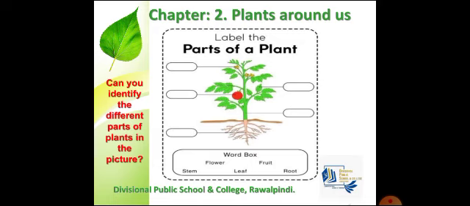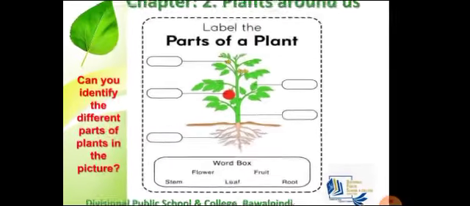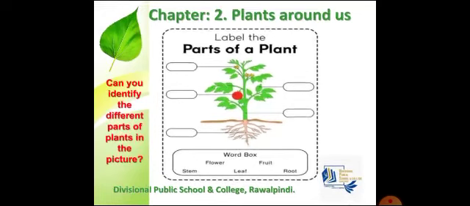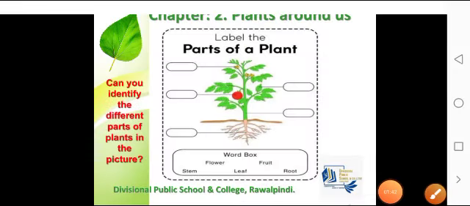I have made this worksheet for you. I will send it to you, as you can see in the picture here. You will label this picture. Can you identify the different parts of the plants in the picture? Here I have given you the word bank also. You can see a few words here. So you will label this picture, and I will also label it with you. Let's take a pen.